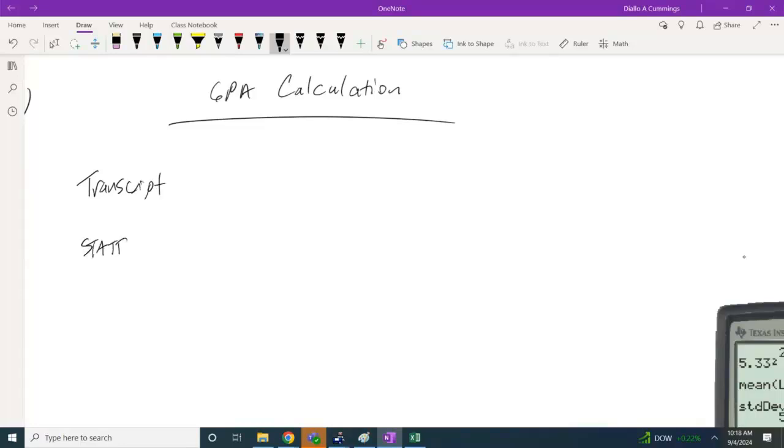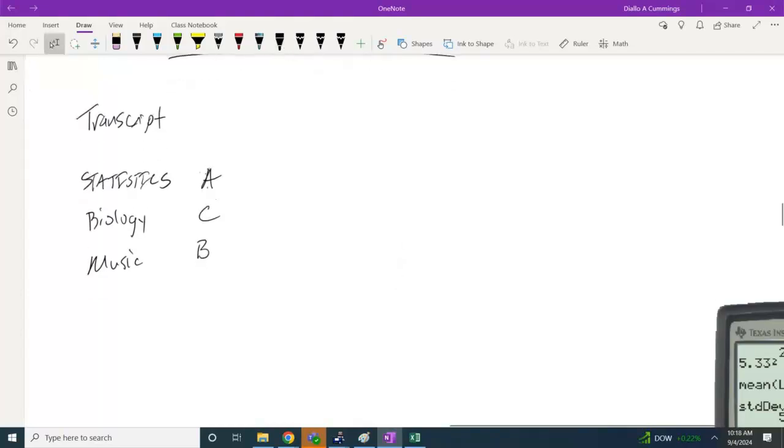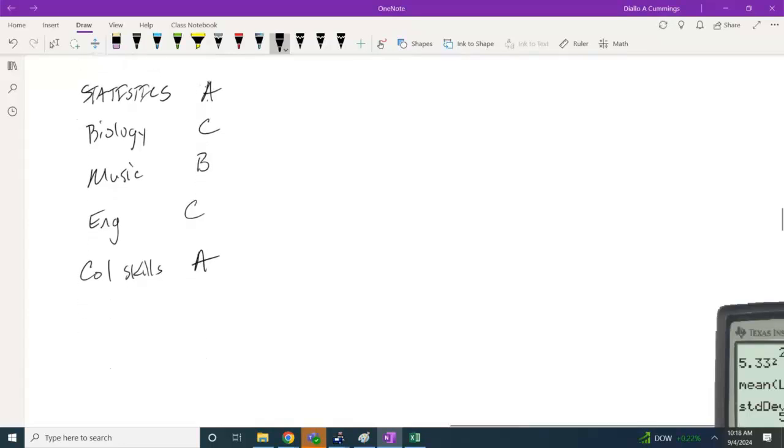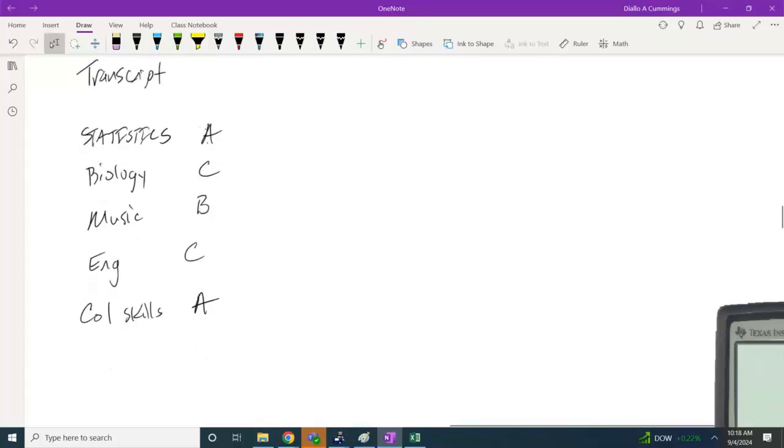We had statistics, and we got an A because Mr. Cummins was teaching it, and he's about the best statistics teacher in the world, so you get an A. Biology, there was a C. Music, that was a B. English, that was a C. And let's say college skills, we got an A. All right, so let's just say these were your grades for a typical semester.